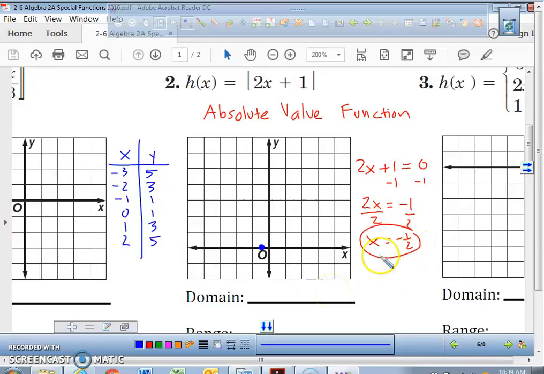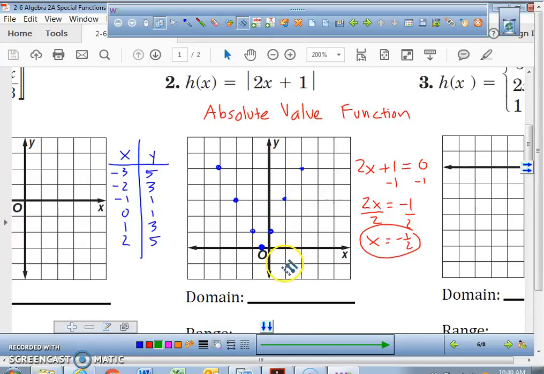Okay? Now, we're going to plot these points. We're going to plot negative 3, positive 5. Negative 2, 3. Negative 1, 1. Notice, what point don't I have? I don't have a half, 0, do I? Because the table only showed integers, it didn't show decimals. Okay? We have 0, 1, we have 1, 3, and we have 2, 5. What you're going to do next is connect these with a nice straight line.